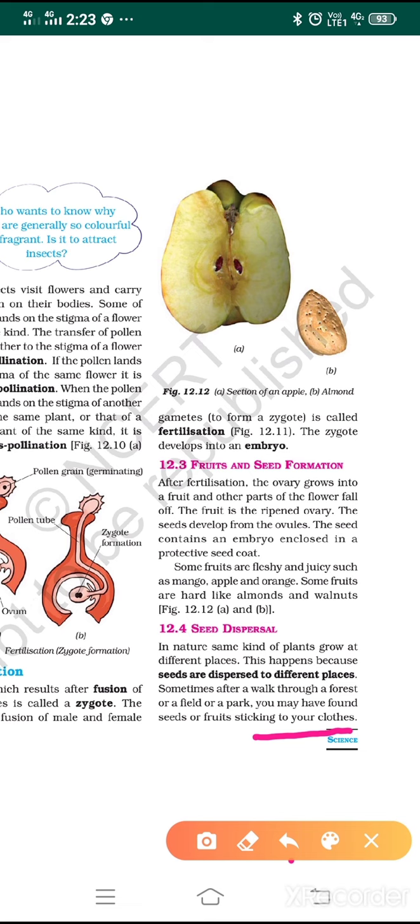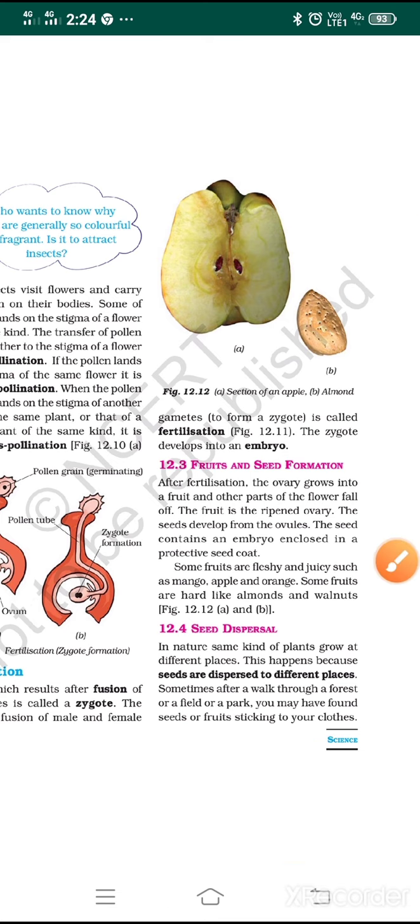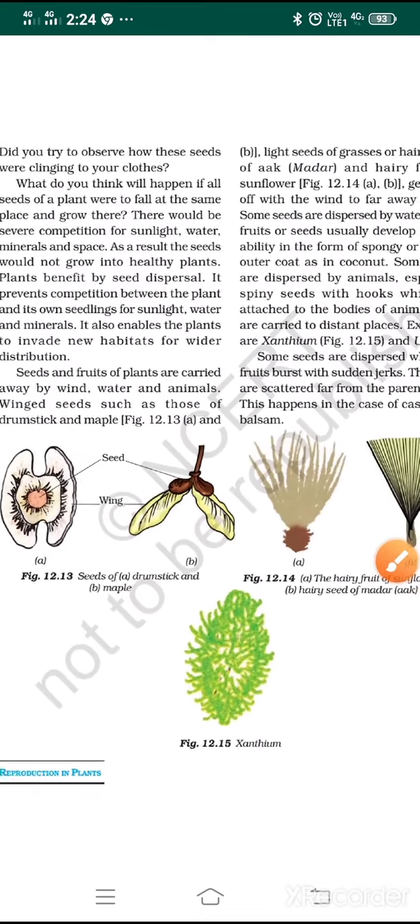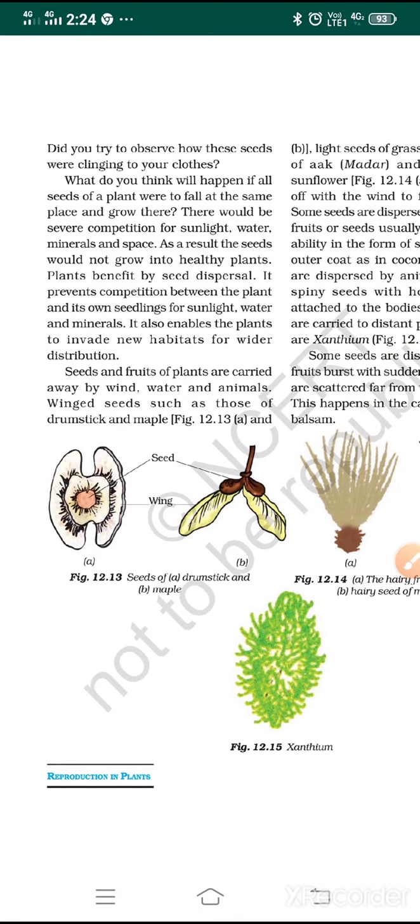We see that some types of hard seeds with pointed parts on them are found sticking to your clothes. So what are they? You need to understand what they are. We have to observe the seeds which are clinging to your clothes.